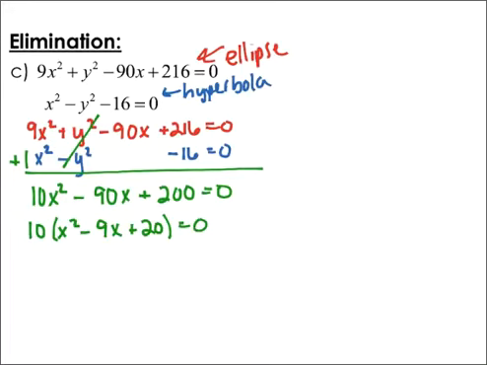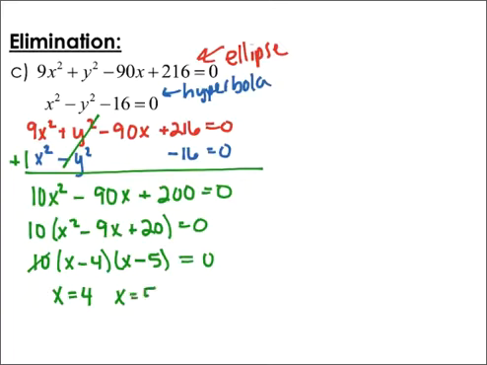If it doesn't factor, you can't get it to factor. Remember, you can always do quadratic formula. But I know that a negative 4 and a negative 5 multiply to give me 20 and add up to negative 9. All right, so I end up with 2 answers for x. That 10 doesn't matter. X is equal to 4 and x is equal to 5. So what I need to do now is I need to plug these in to see what I get for my y value.